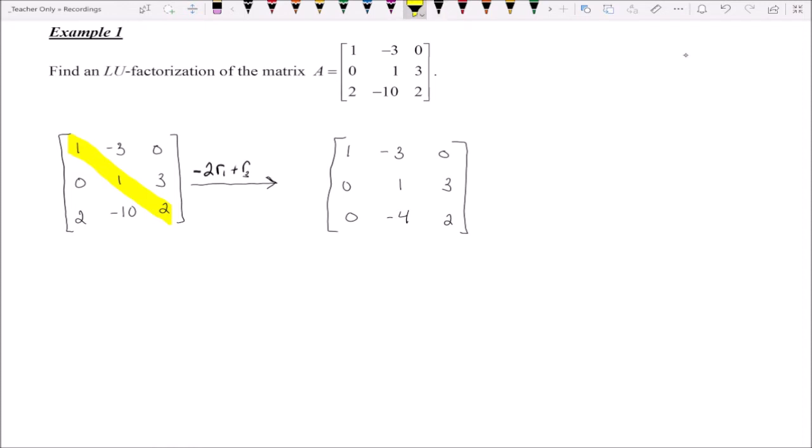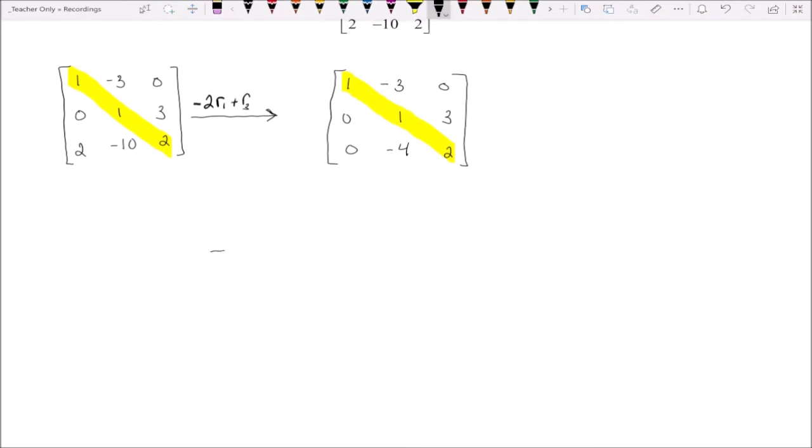Again, I'm going to highlight the main diagonal. Now what's left is to zero out this negative 4. And that can be done as 4 row 2 plus row 3. That is now upper triangular, so we take that matrix as our matrix U.